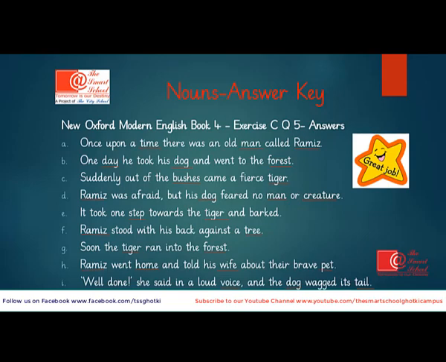Soon the tiger ran into the forest. Very good. Tiger and forest, these are both nouns. Ramiz went home and told his wife about their brave pet. Ramiz, home, wife and pet. These are all nouns. Well done. "Well done," she said in a loud voice, and the dog wagged its tail. Voice, dog and tail. These are all names of certain things. That is why they are all nouns.